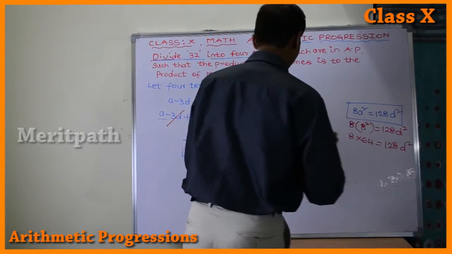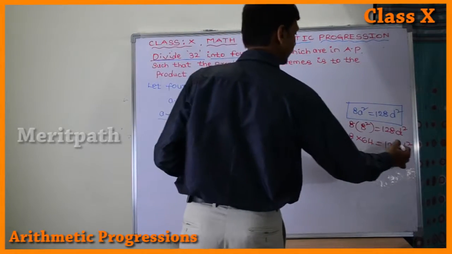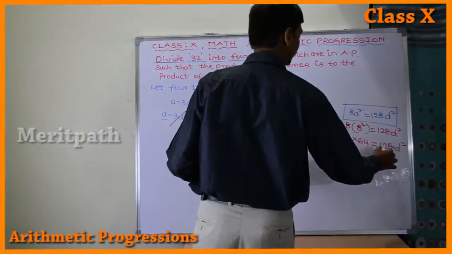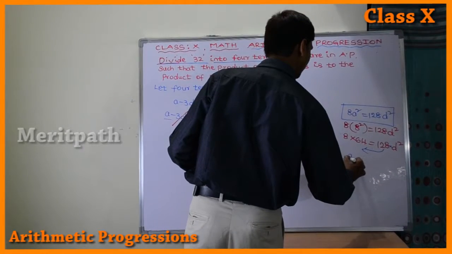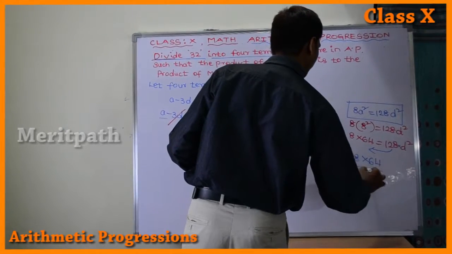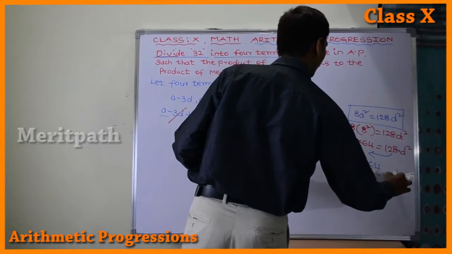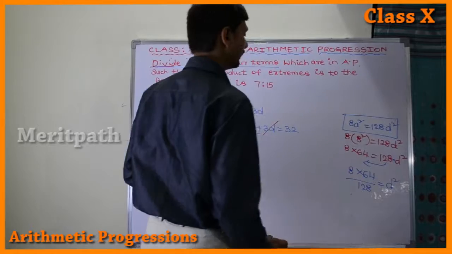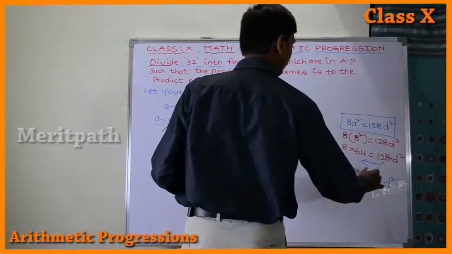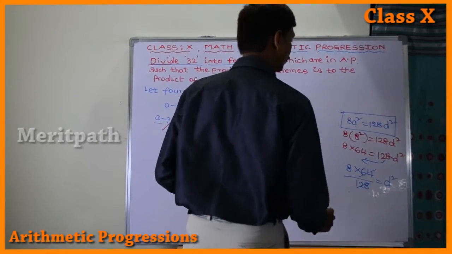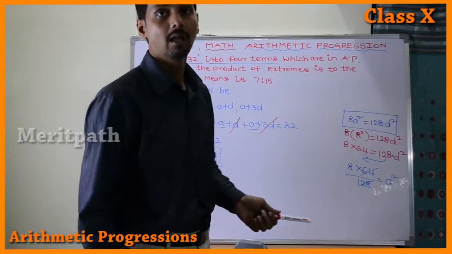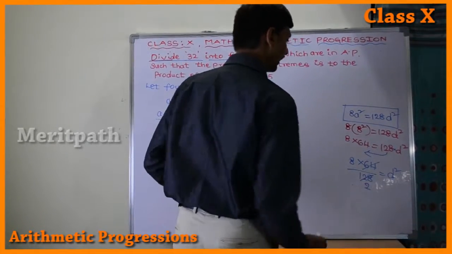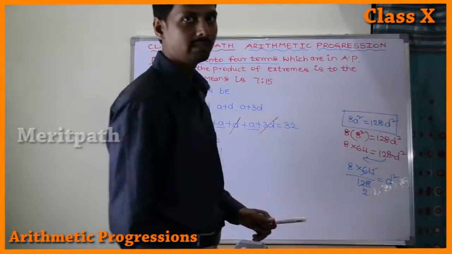So let us simplify this part. And here this is in multiplication. 128 is in multiplication. When we transpose this 128 to the left hand side, it becomes 8 into 64 divided by 128 is equal to d square. So we can cancel this 64 and 128. When we cancel this 64 in 128, it cancels by 2 times. 64 into 2, that is 128.